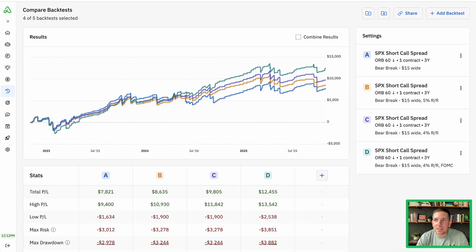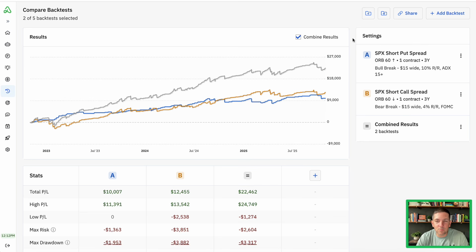So if we bring these together, this is where I stand right now with these two strategies. I've got my short put spread, which is the $15 wide still, 10% return on risk, ADX 15 plus. And then I've got the bearish short call spread, which is $15 wide, 4% return on risk, and FOMC. We're trading through FOMC.